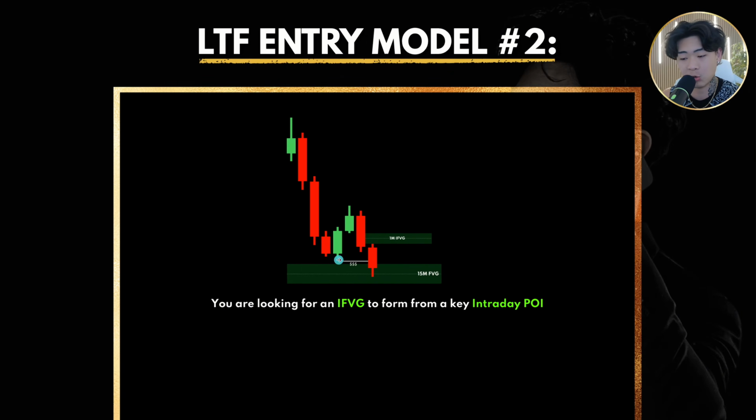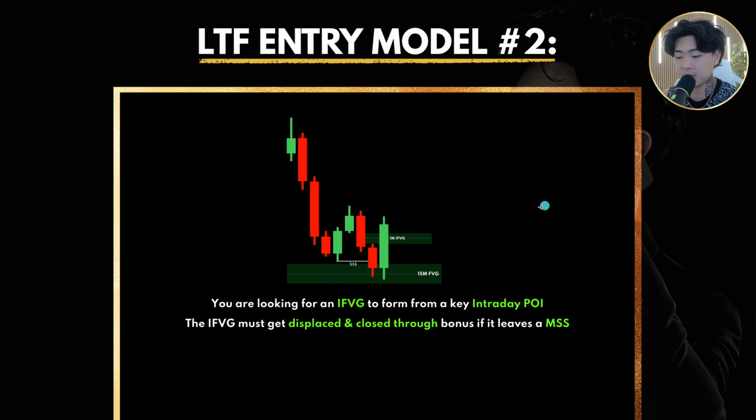After we sweep liquidity, after we trade into the 15-minute fair value gap, this fair value gap right here must get displaced and closed through in order to be an IFEG. And bonus points if it leaves a market structure shift in the process. In this case, we did not, but sometimes this candle is so high volume that it closes above the swing high. But all you need is for this fair value gap to get displaced and closed past. And then you have yourself an IFEG entry.